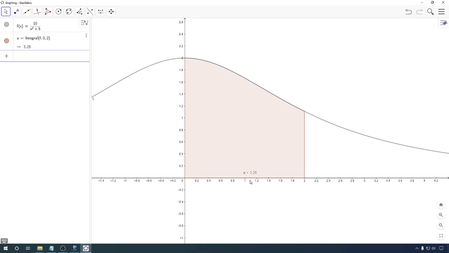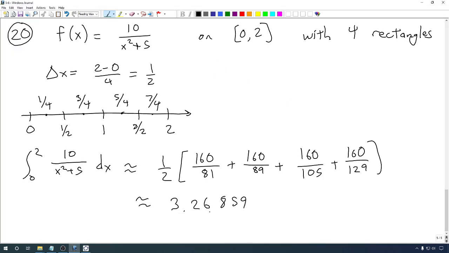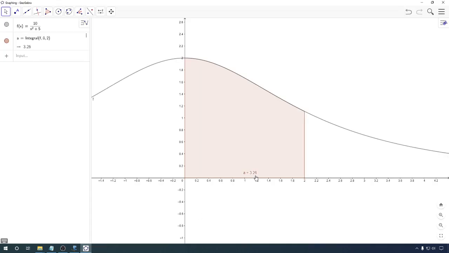In fact, we got pretty close. Our answer, if we were to round it, we'd probably put 3.27. Not sure exactly what the true answer here is. It's only giving us 2 decimal places. But at least we're pretty sure that we did everything right.